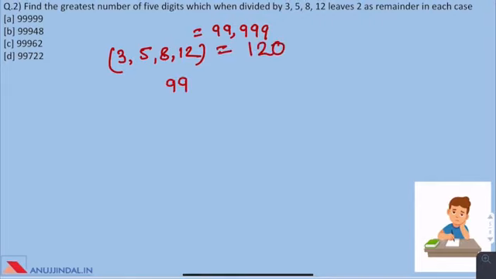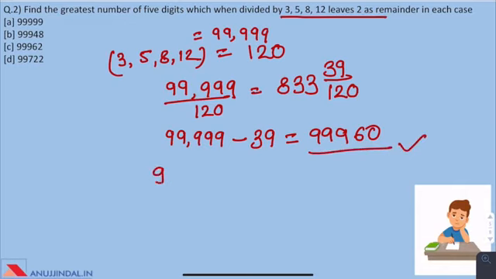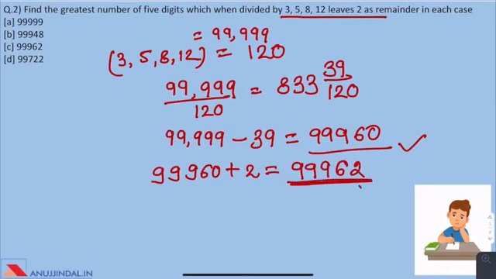On dividing 99,999 by 120, we get 39 as remainder. If we minus 39 from 99,999, we get a number which is divisible by 120. And this number comes out to be 99,960. As per the question, we have to find a number which leaves a remainder of 2 when it's divided by 3, 5, 8, 12. We'll add 2 to the number which we have found out to be divisible by 120.